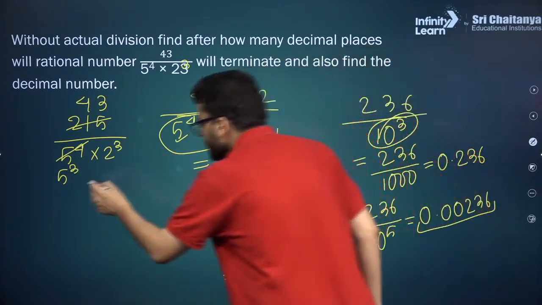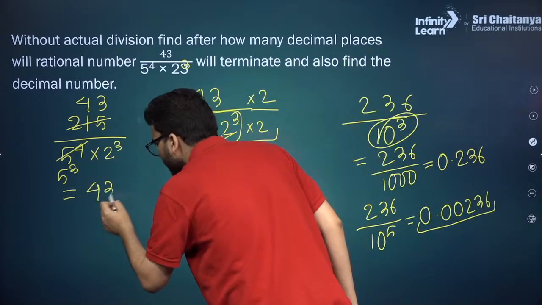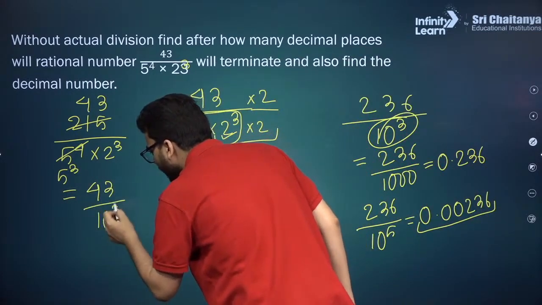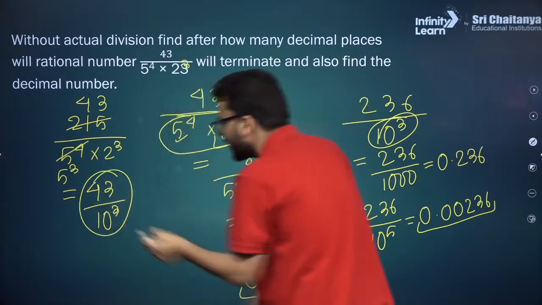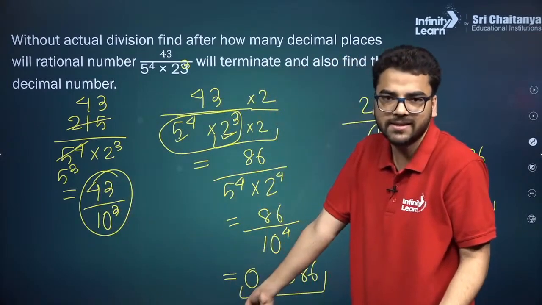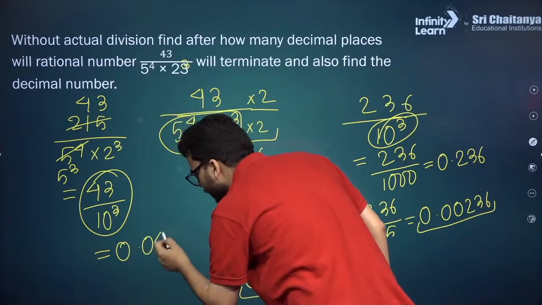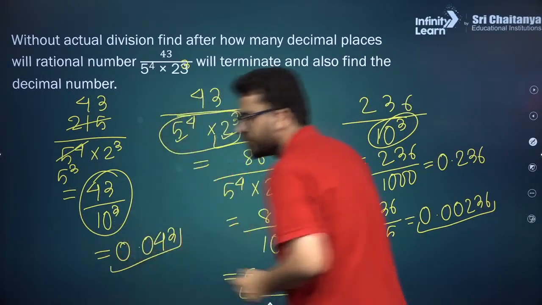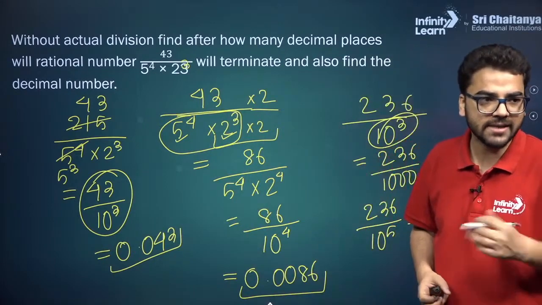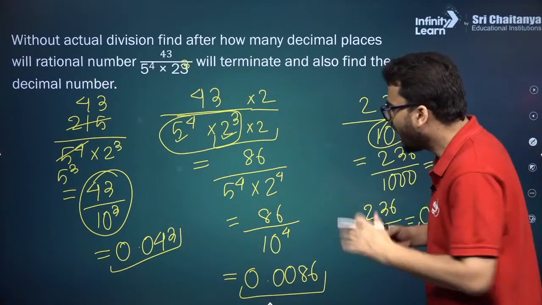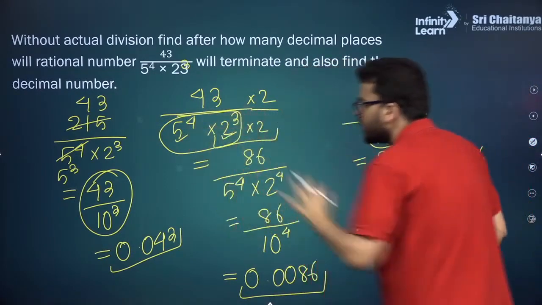Now this is very simple. This will be 43 upon 10 raised to the power 3. So after how many places of decimal will it terminate? Directly you can say it will be 3 only, basically 0.043. You got it or not? I want a power of 10 in the denominator, right?